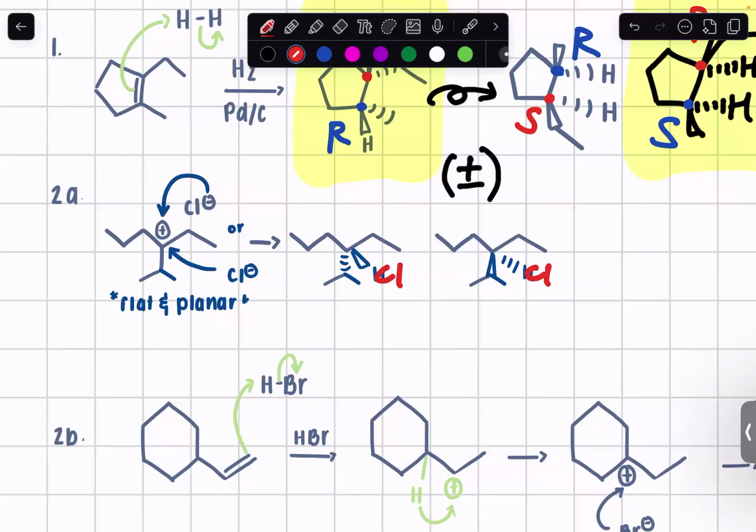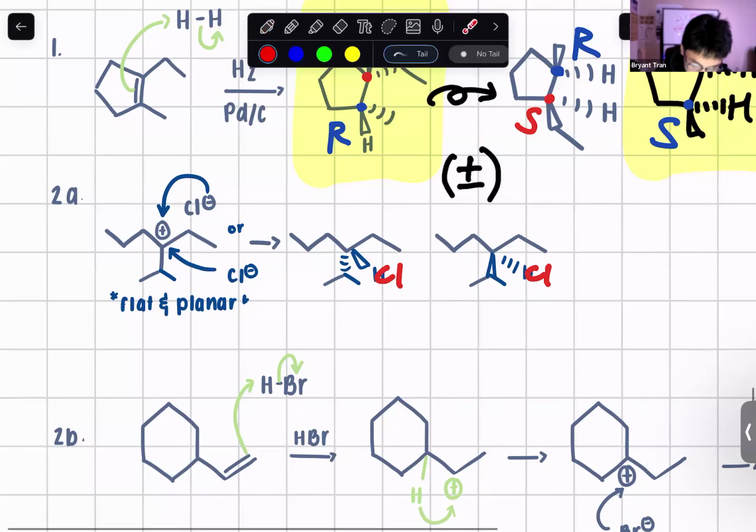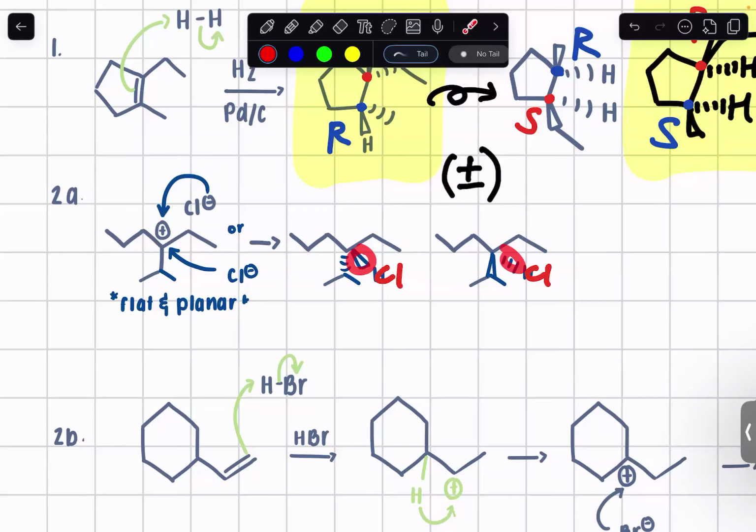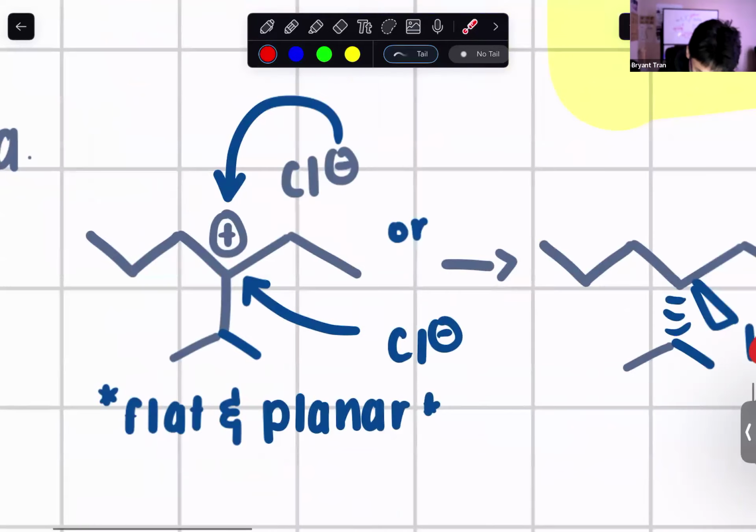Because the chlorine atom here is attacking that carbon, which is making that new bond right there. And it could be wedge or dash because it's flat and planar. Like on the top side or bottom side.